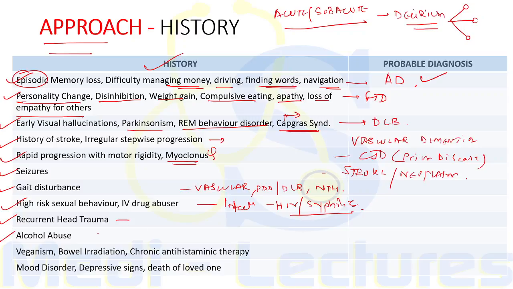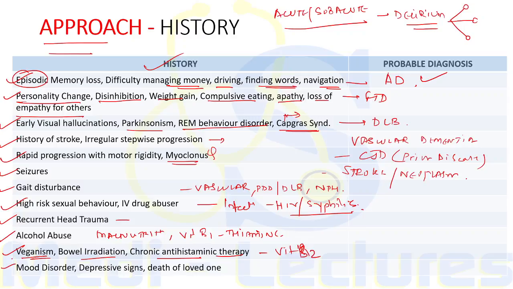Alcohol abuse can lead to malnutrition and vitamin B1, that is thiamine deficiency, leading to Wernicke's encephalopathy. History of veganism, bowel irradiation and chronic antihistaminic therapy for GERD can also lead to vitamin B12 deficiency.